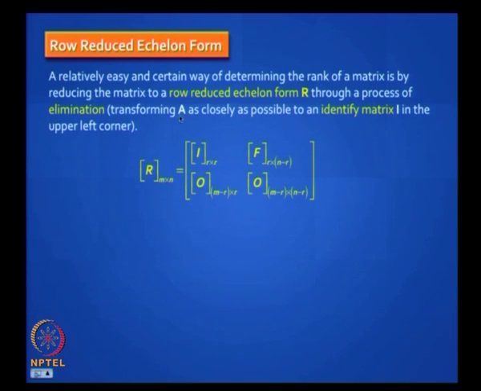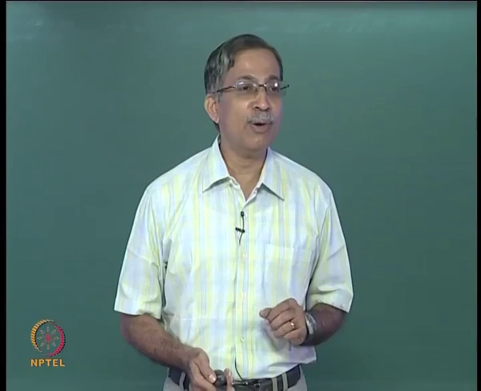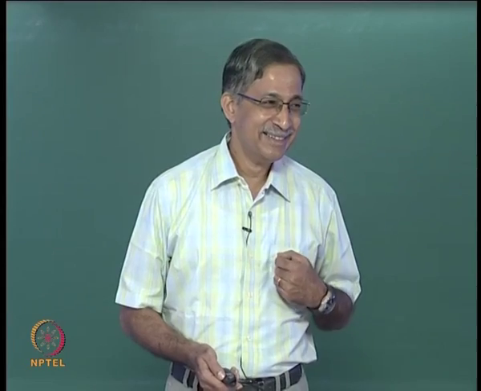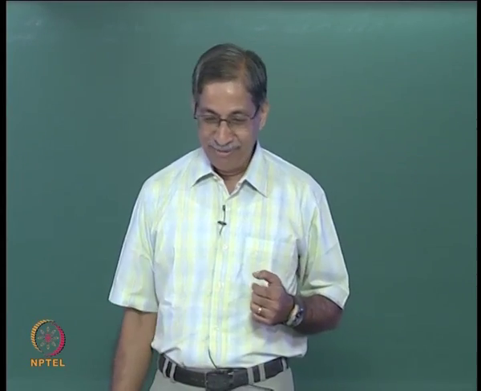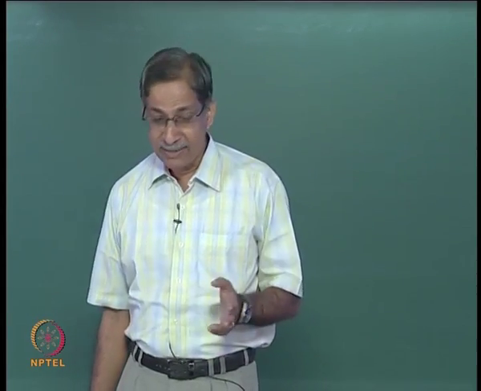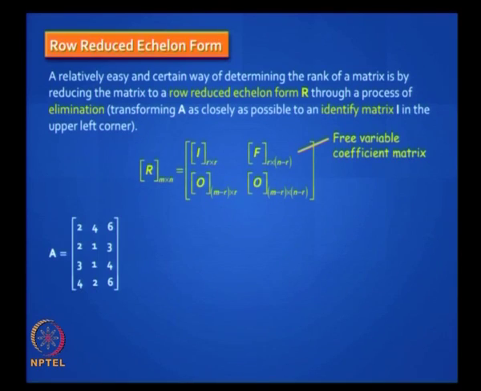So you can always reduce R to this form where you have null matrices at the bottom, identity matrix at the top left corner, and you will get some matrix F. What is F called? It has a name. Those who said you know everything, please answer. F is called the free variable coefficient matrix. Why is it called that? Let us see, it is very interesting. Take a look at this matrix. Let us do it step by step. What is the first thing you should do?